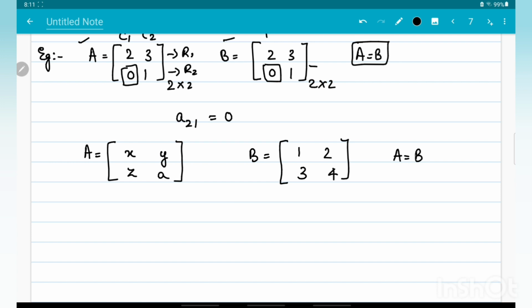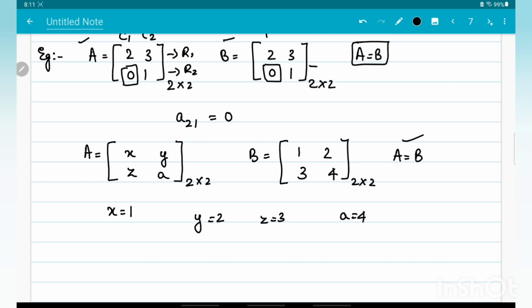First thing, if you see here, the matrix A is equal to matrix B. That is, you can see here the order of both the matrices are equal. Now the corresponding elements should also be equal. That is, X should be equal to 1, Y will be equal to 2, Z will be equal to 3 and A will be equal to 4.